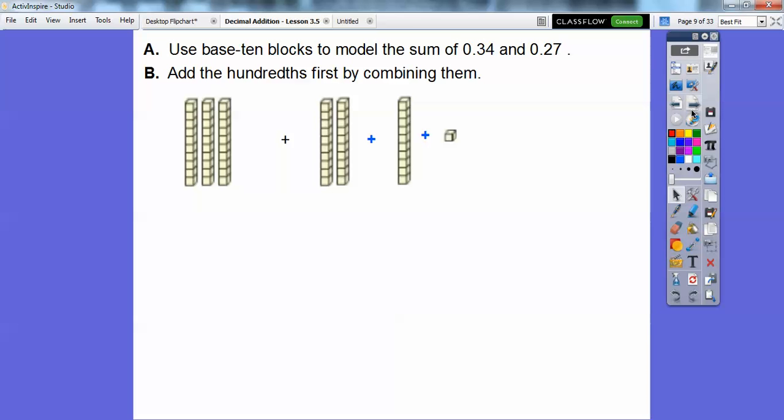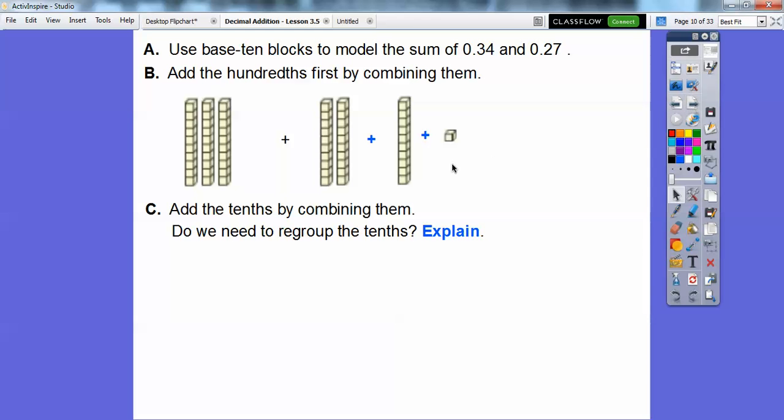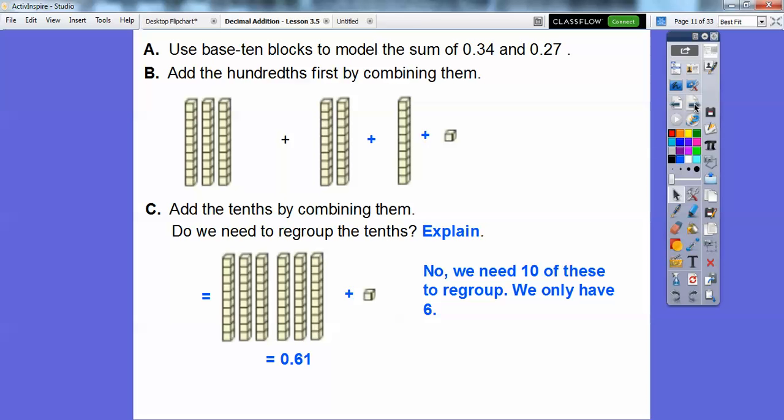Now we're going to add the tenths right here. So here's 1/10, 2/10, 3/10, 4/10, 5/10, 6/10. Do we need to regroup those? No, we need 10 of them to regroup them, and we only have 6, you guys. So when we add them, here's 6/10 plus 1/100th, which gets us 61 hundredths right there.